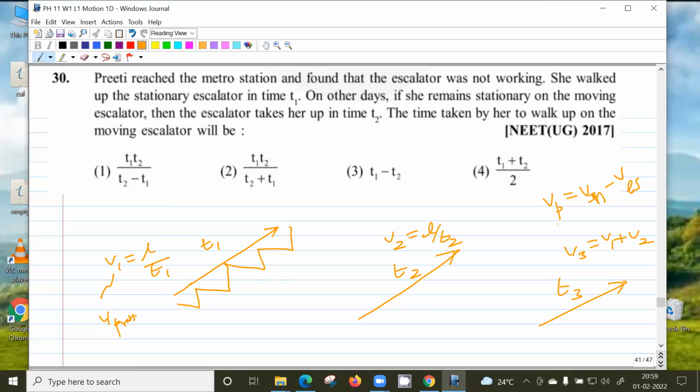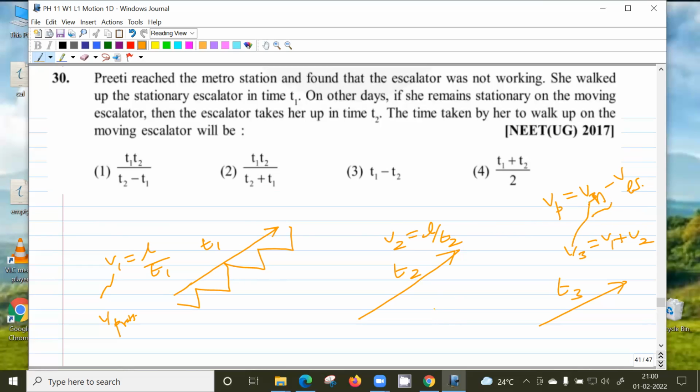See, velocity of PT is velocity of her with respect to the escalator, that's not changing. So it is the net velocity Vn minus the velocity of escalator, and this Vn is V3 because V3 is the velocity with the stationary ground. So Vn is Vp. So Vn, the velocity on this one, is velocity of PT plus velocity of escalator.